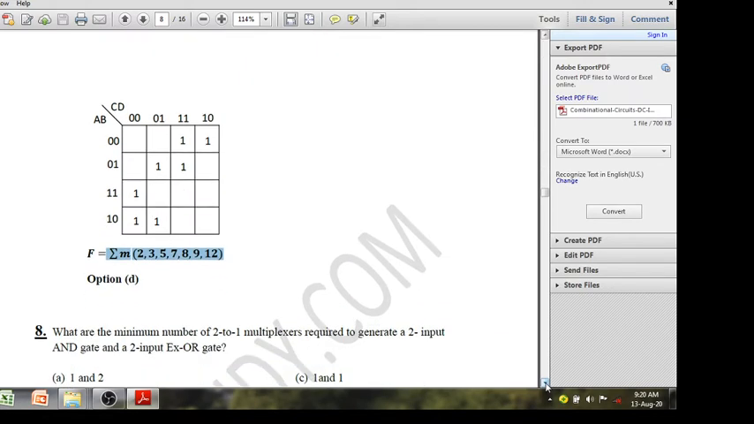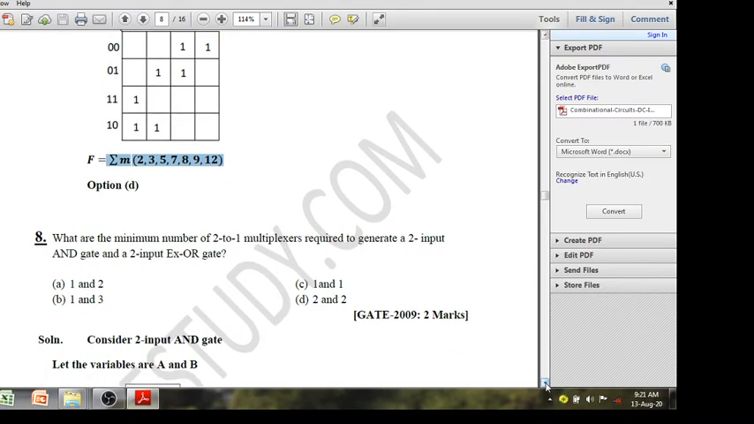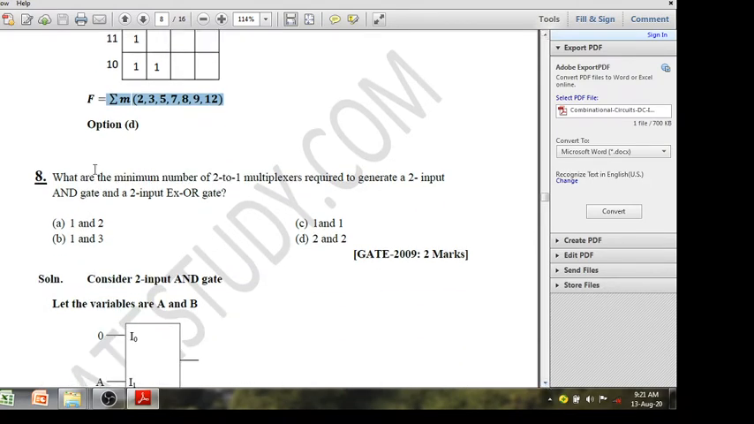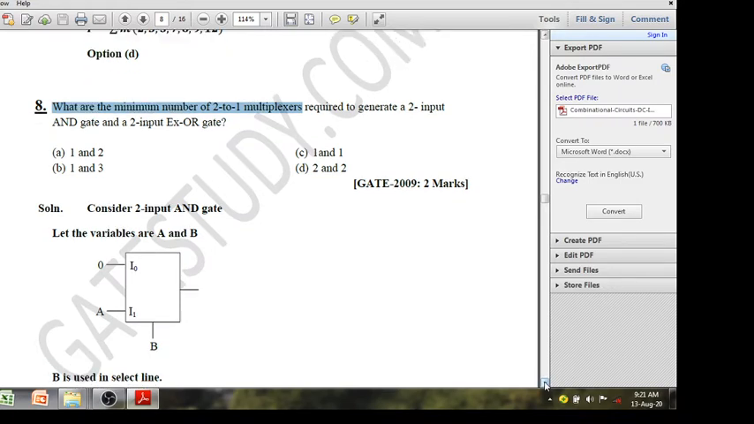Okay, next question. What is the minimum number of 2 to 1 multiplexers required to generate a 2 input AND gate and a 2 input XOR gate? Again you know the equation. This is a 2:1 multiplexer. Okay, you have to implement by using 2 to 1 multiplexer. So F is nothing but B bar into I0 plus B into I1, and you have to make it XOR gate and NOT gate and AND gate.